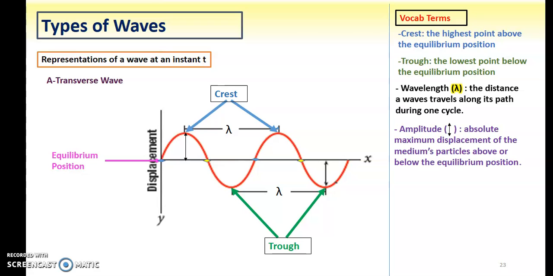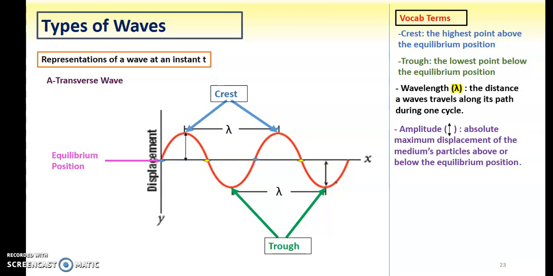Amplitude is the absolute maximum displacement of the medium's particles above or below the equilibrium position. So we marked it here, taking the absolute distance from the equilibrium position to the crest. This is the amplitude, or you can say from the equilibrium position to the trough. Amplitude is always positive. That's why I mentioned absolute maximum displacement. Now, what about the wavelength?